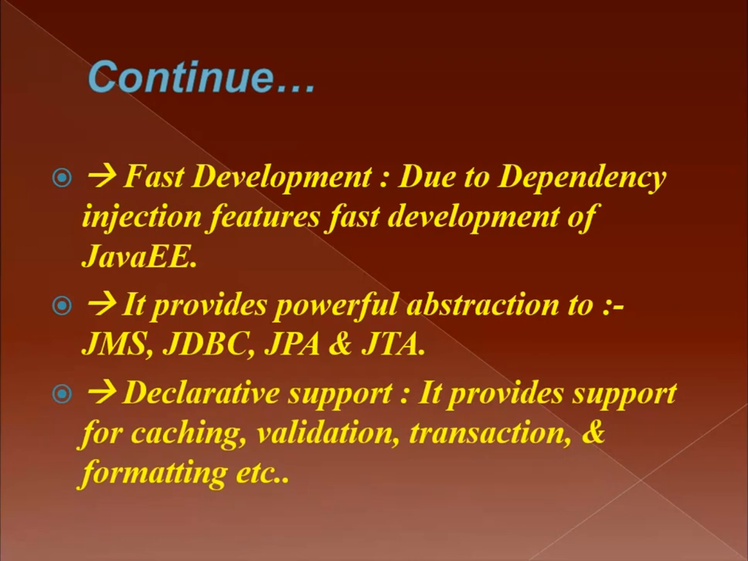Another one is declarative support. It provides support for caching, validation, transaction, and formatting. So it provides caching support and validation support, validating the data and caching the data. Caching means every time we need not go to the database for fetching the data. If the data is present in the cache, we can fetch it from the cache in a minimum amount of time. Transaction and formatting are also declarative supports provided by the Spring framework.